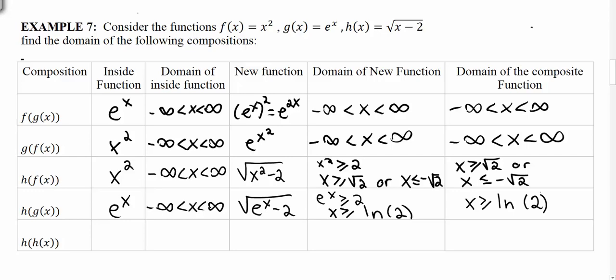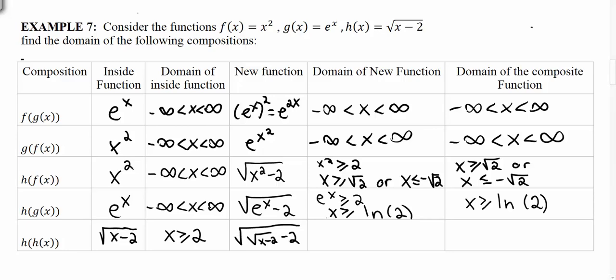Our final function, h of h of x, is a little more tricky. So here, the inside function is h of x, which is the square root of x minus 2. In this case, we need x to be greater than or equal to 2. If x is greater than or equal to 2, then what's under the square root will be positive and we'll be okay. The new function, our composite function, is the square root of the square root of x minus 2, all minus 2.